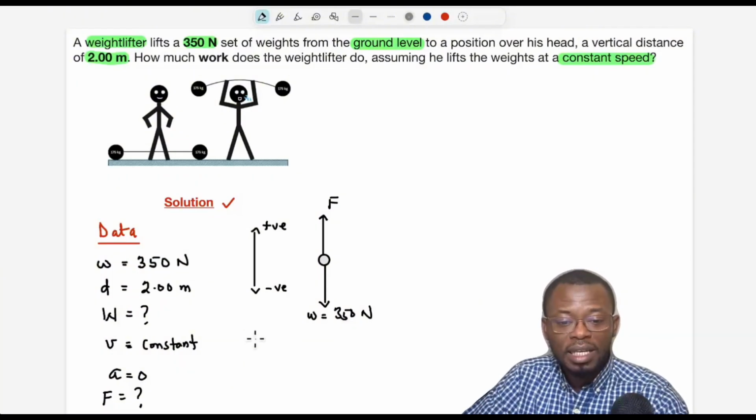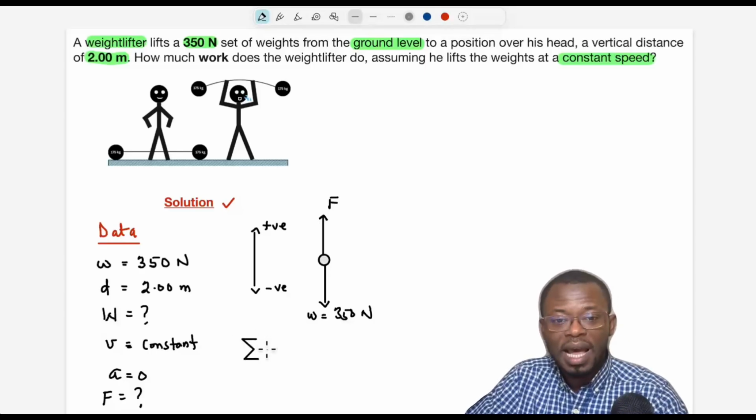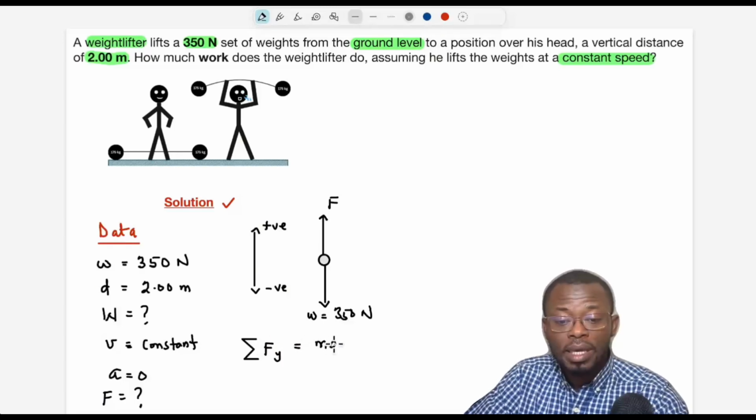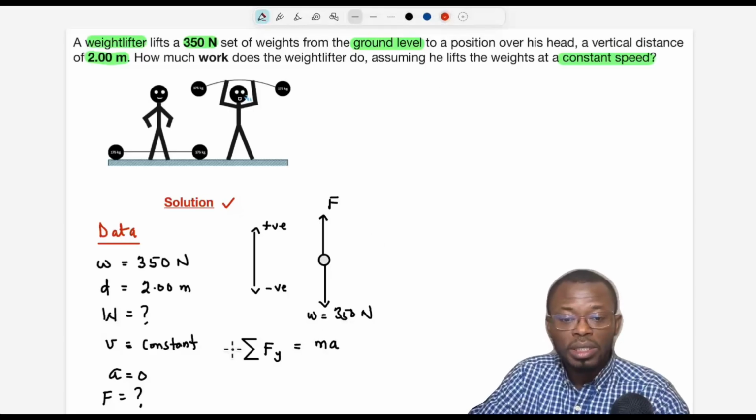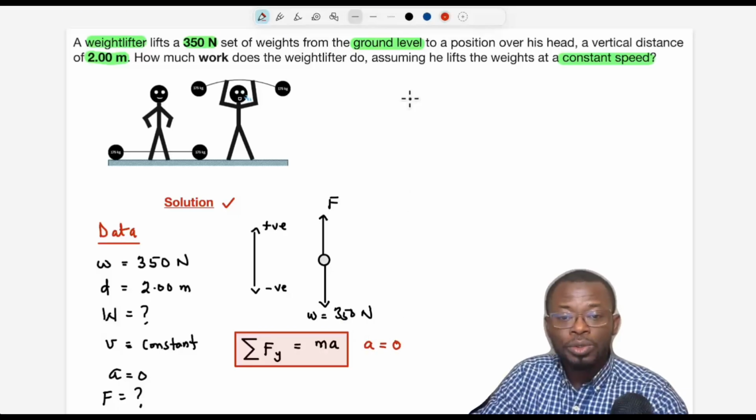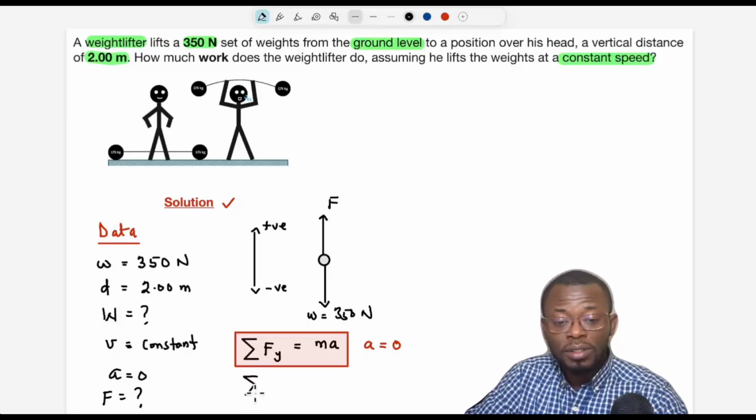So we have the net force from Newton's second law, that is the sum of all the forces acting on the weight vertically, is equal to ma. However, we are told that since there is constant speed motion, the acceleration is going to be 0. So now we have acceleration equal to 0. So that simplifies the right hand side of Newton's second law. So we are going to have the net force along the y direction is equal to 0.